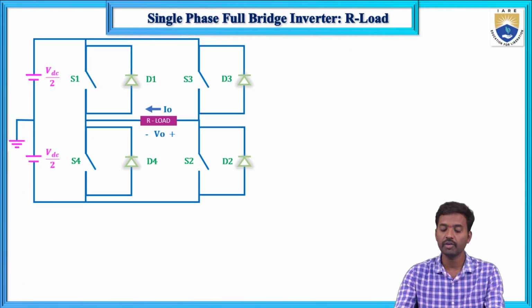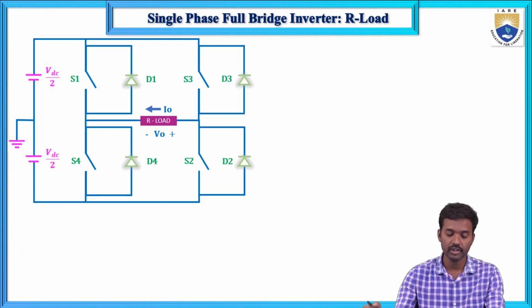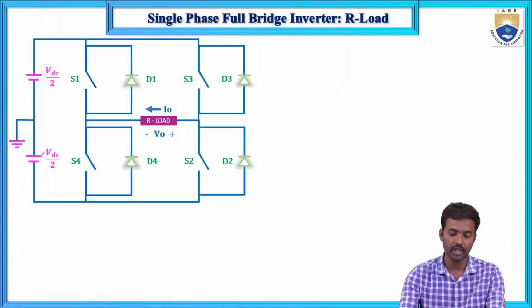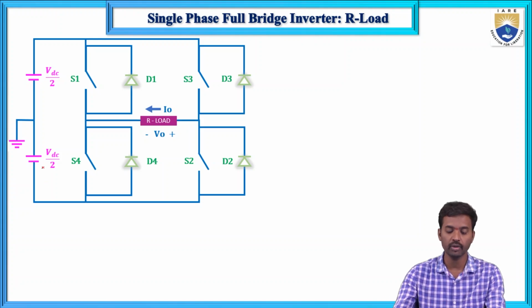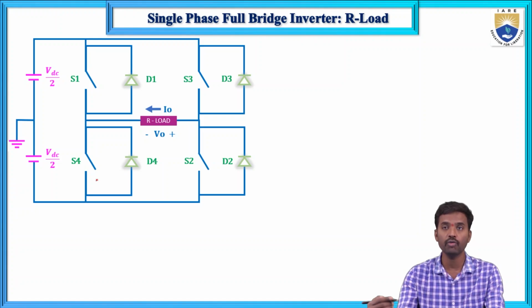In the single phase full bridge inverter with R load, RL type of load, that I will explain. So here this is the R load, and same fashion V by 2 and V by 2. In the single phase half bridge inverter we have only 2 switches S1 and S2, but here we have 4 switches S1, S2, S3 and S4. So the notation is S1, S2 and S3 and S4.